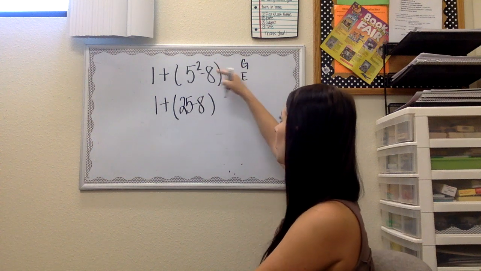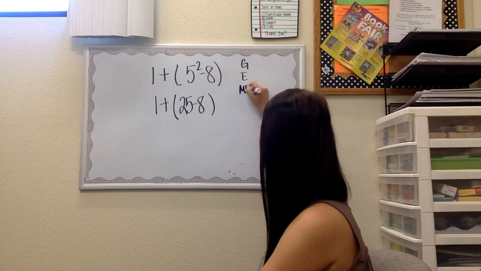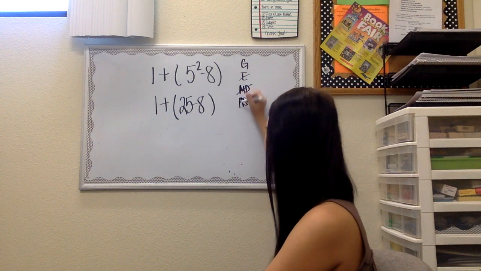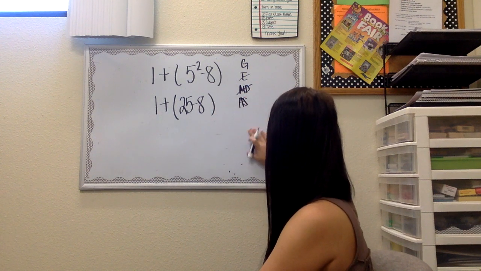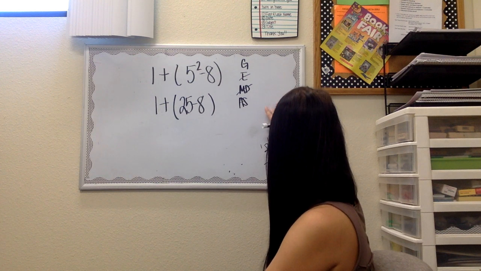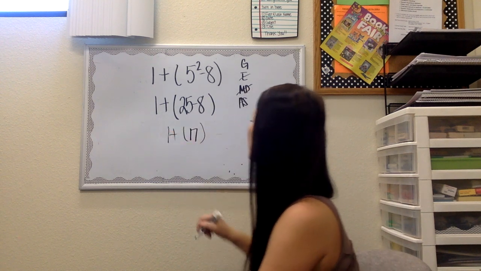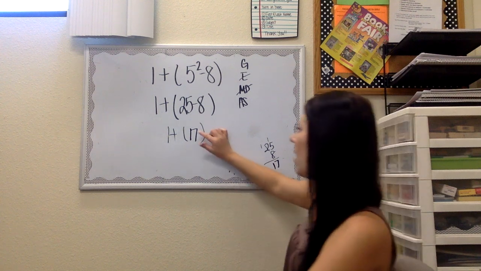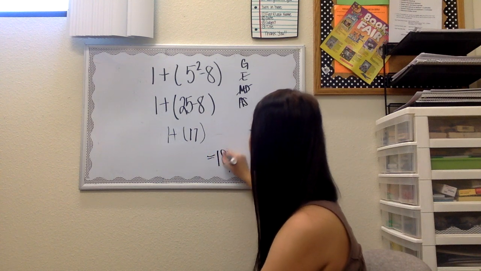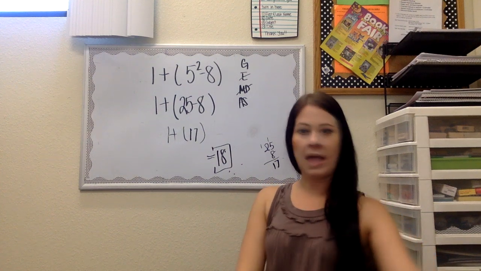Go back through, we're still inside the parentheses. That's the important part. So we look for multiplication and division inside the parentheses. There is none. We look for addition and subtraction inside the parentheses, and it's there. So 25 minus 8, 17. Okay, and then we look for everything else. It's pretty obvious at this point there isn't anything else but to do 1 plus 17 and get the answer of 18.